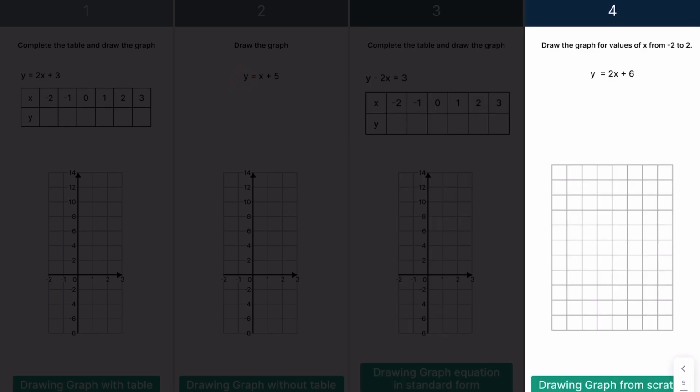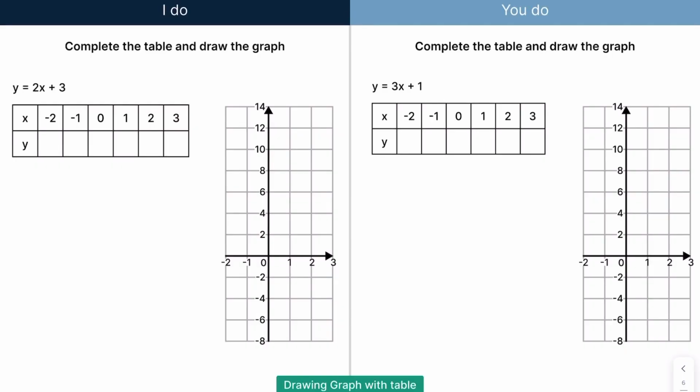And then moving on, we are going to look at examples where we've just been given a blank graph and we need to draw everything from scratch, including the axis. So the way my videos work, I'm going to do the example on the left, which is I do. You are then going to press pause and have a go at the example on the right, which is you do. So here we've been asked to complete the table and draw the graph.